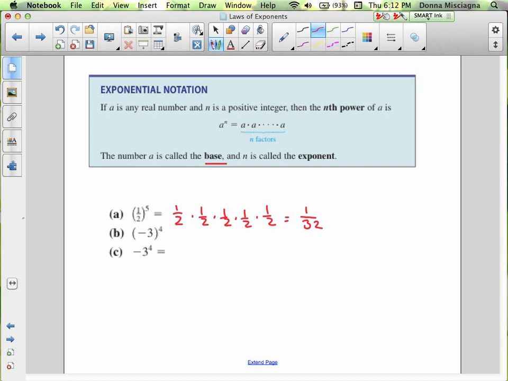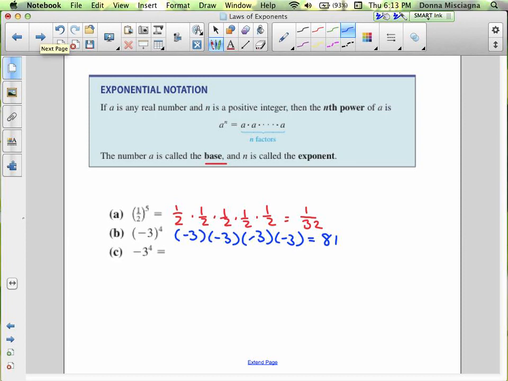Let's look at the second and third examples. Notice they look very similar, but they're not the same. In the first example, we have parentheses. So if we have parentheses, it means everything in the parentheses is going to be raised to that power. So (-3) to the 4th power is -3 times -3 times -3 times -3. All right, so I've got an even number of negatives, so that's going to be positive. And 3 times 3 times 3 times 3, that's going to be a positive 81.